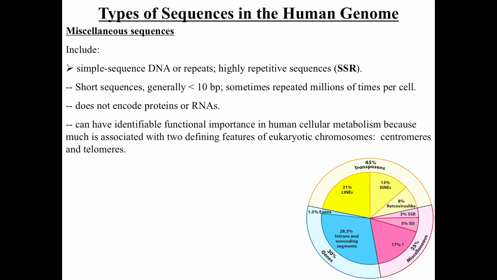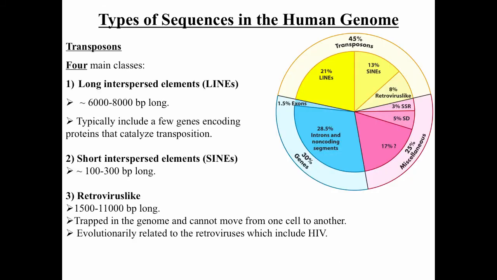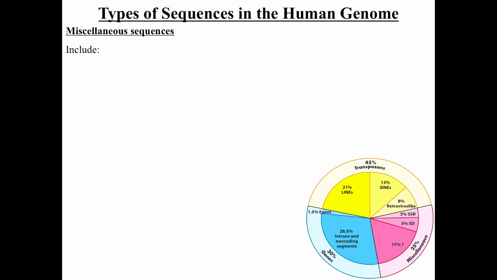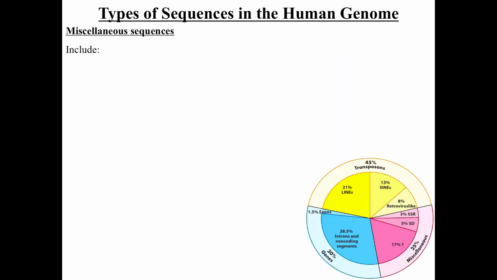Sorry, so there were 4, but then there were 3. Is the SSR a transposon? No. This is the miscellaneous category. Now we're talking about SSRs, and these are the miscellaneous. Okay. So are there 3 transposon classes then? Yeah, it's actually 3, not 4. I apologize for that. Okay, so then there's SSRs.